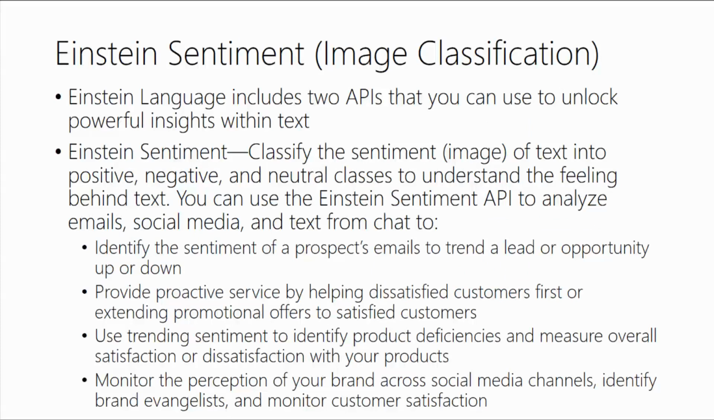The second part is the Einstein sentiment or image classification. The Einstein language includes two APIs that you can actually unlock powerful insights within the text. So the Einstein sentiment, we can classify the image of text into either positive, negative, and neutral classes, as I mentioned earlier, to understand the feeling behind the text.